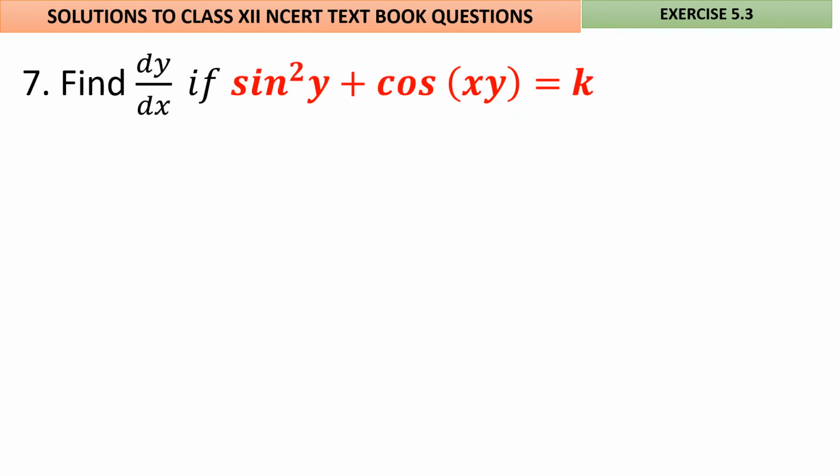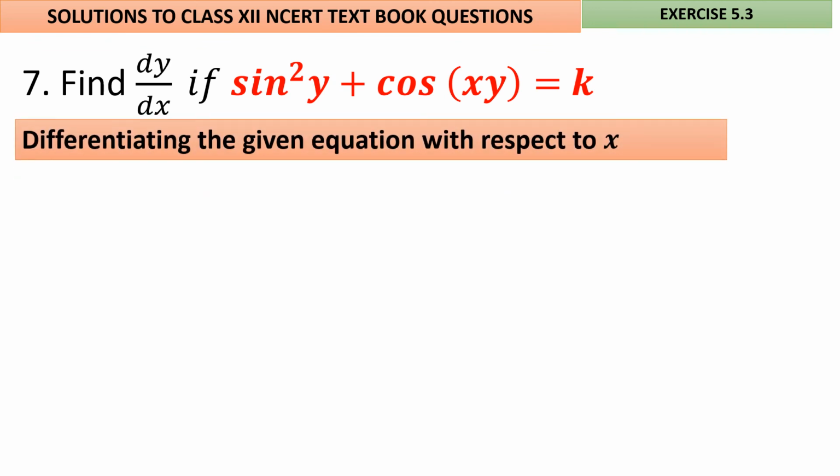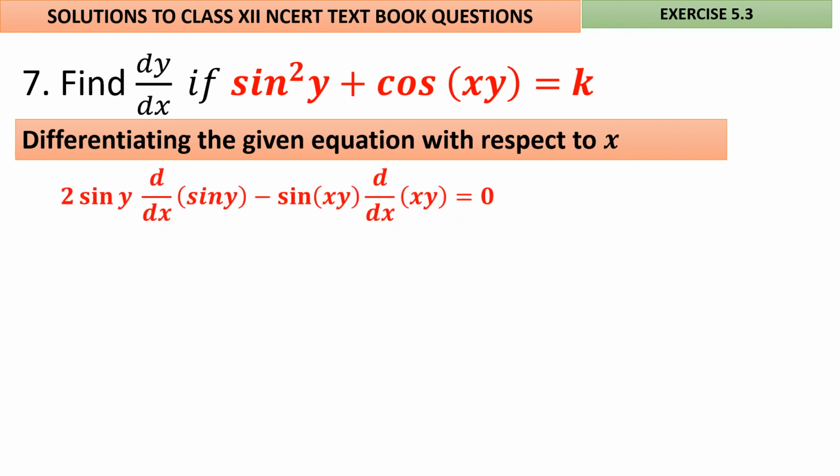Let us move on to question number 7. Find dy by dx if sin square y plus cos of xy is equal to k, where k is a constant. What is the differentiation of sin square x? It is 2 sin x into d by dx of sin x. But here it is sin square y, where it is 2 sin y into d by dx of sin y. Minus, again for cos xy, it is minus of sin xy into d by dx of xy.